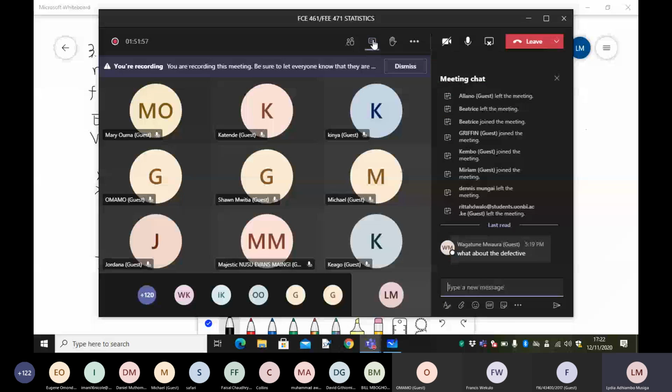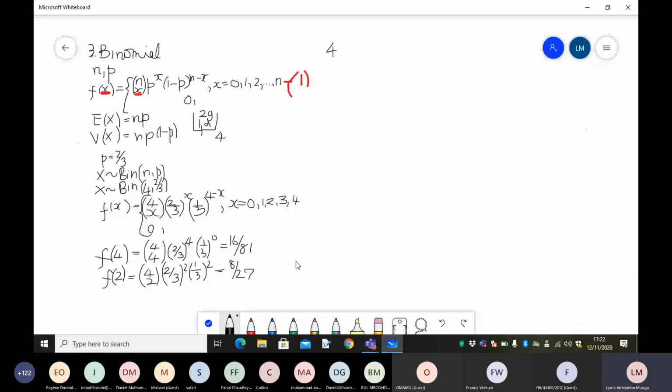What about the defective? The defective is taken care of. The question was that we get 2 good and 2 bad ones, two defective ones. So you know we are picking 4 times.